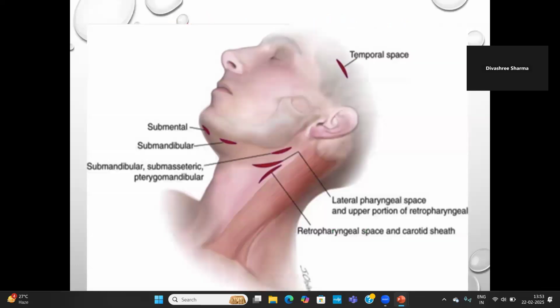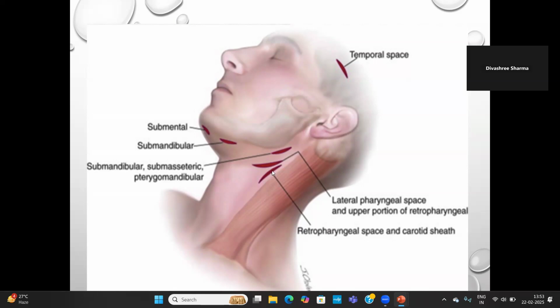This diagram depicts the incisions that we usually give for draining the abscesses. This incision will drain the temporal space infection. This incision below the chin will drain the submental space infection. This incision, which we discussed in detail while we were discussing submandibular space, will drain the submandibular space infection. Now, this incision would drain submandibular, submasseteric, and pterygomandibular space infections.